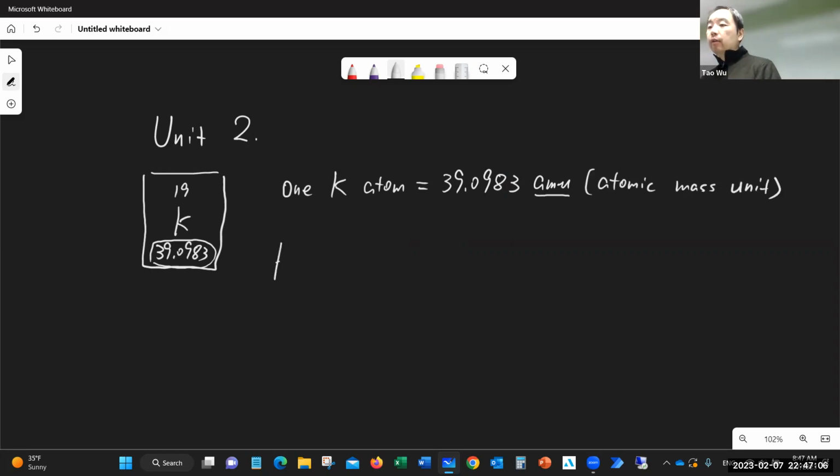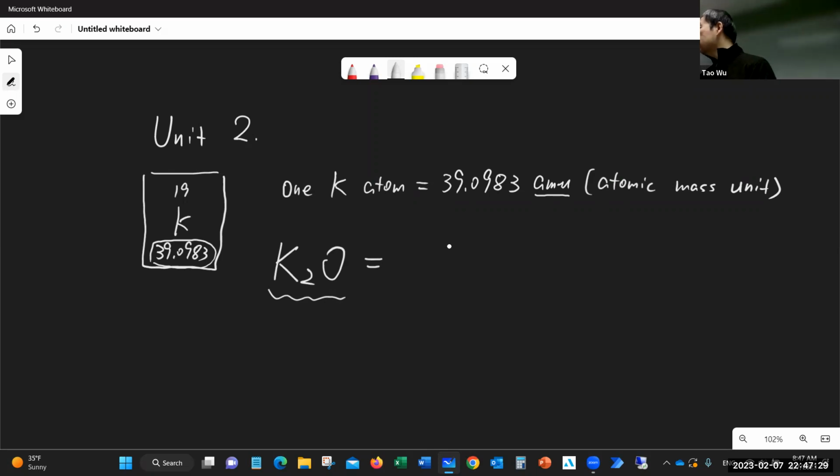But if you have a formula like potassium oxide, what is the mass for this molecule? Well, then you just need to see how many potassium atoms and how many oxygen atoms are in the formula, and then you put them all together, using the average atomic mass for each of them, and then you will get the answer.